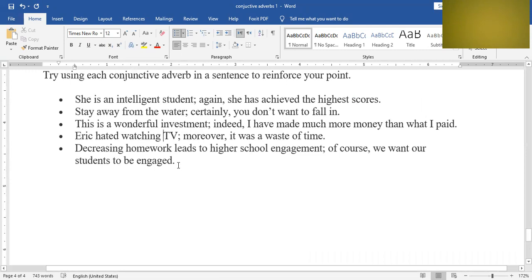Actually, we haven't finished yet. We have 5 other types of conjunctive adverbs that we will discuss in the next lecture.